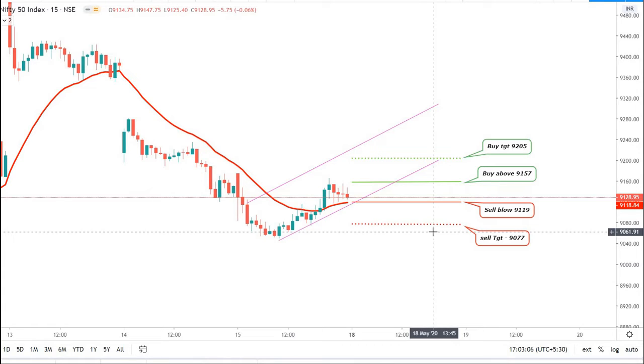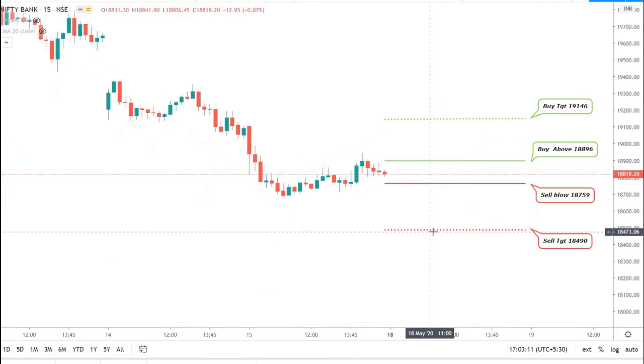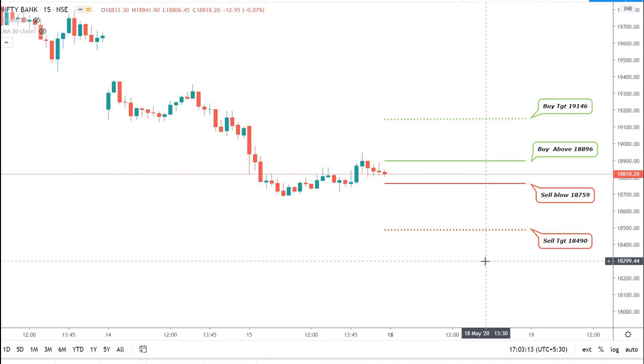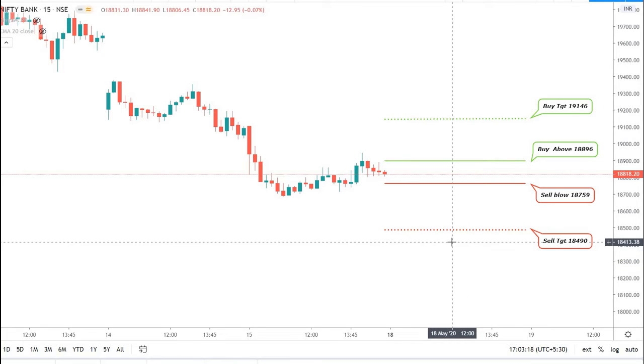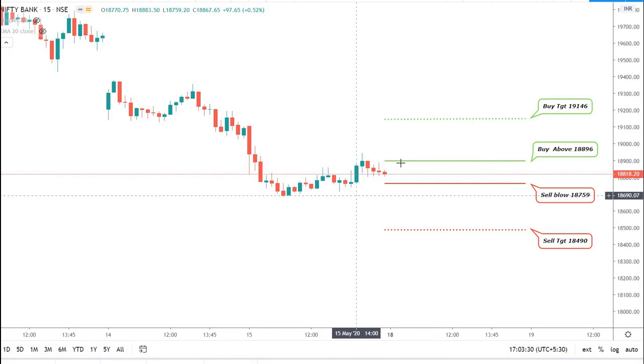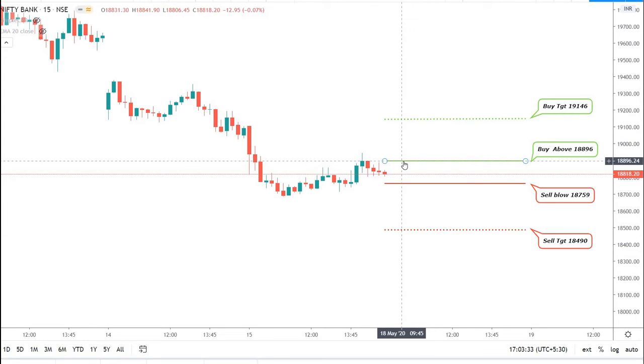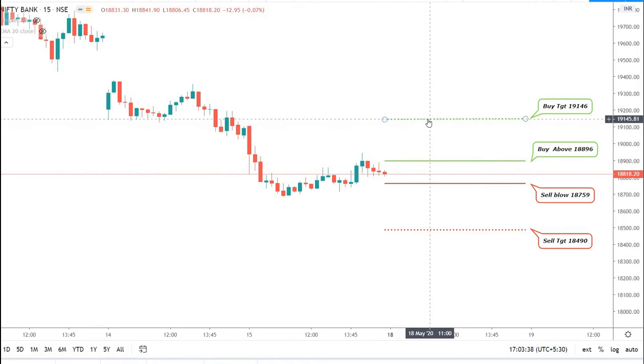Let's come back to Bank Nifty analysis. Okay, let's see Bank Nifty. Bank Nifty Monday range, for example 18th May range, is a big opportunity for both sides, buy or sell. Okay, let's buy above 18,896 and buy target 19,146.